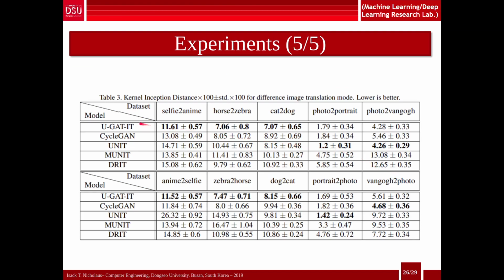Here is a general model comparison with other approaches, for example U-GAT-IT, CycleGAN, UNIT and others. We see that it outperforms almost all of them on all datasets except the last one, where there is just a minor difference between the two. So it is only a few points away from some of the state-of-the-art techniques.